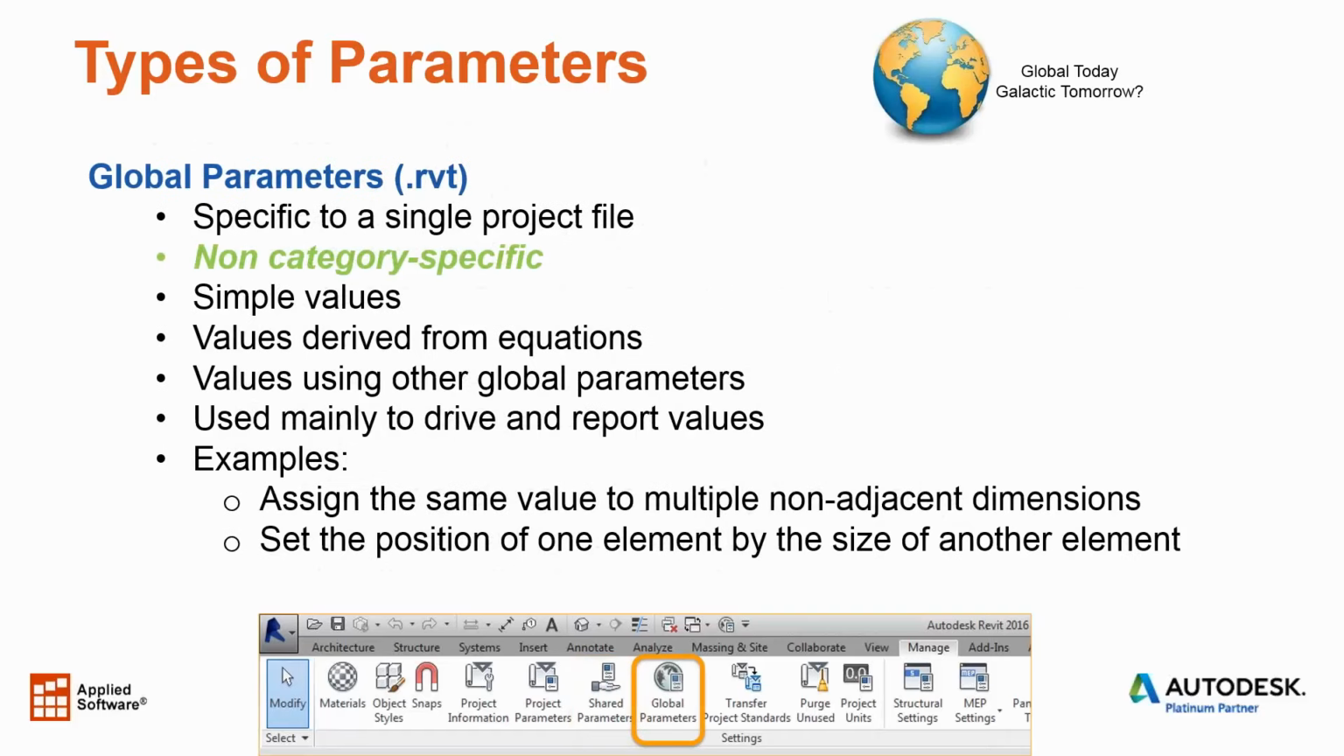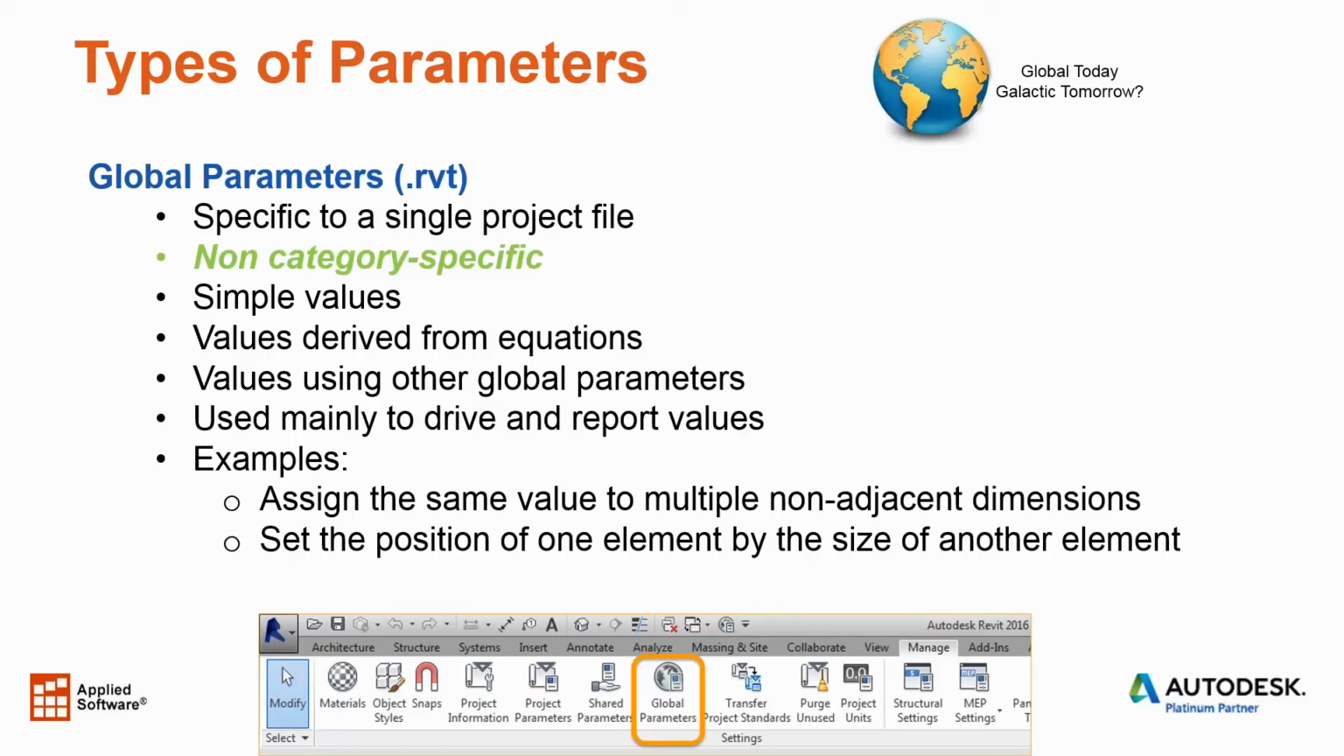So I'm pretty sure that most of the listeners and people watching this webinar right now have used some of those parameters before, the family parameters, project parameters, and shared parameters. When it comes to global parameters, these are a little bit different. They are specific to a single project file. These are non-category specific, so you don't have to apply them to a Revit category.